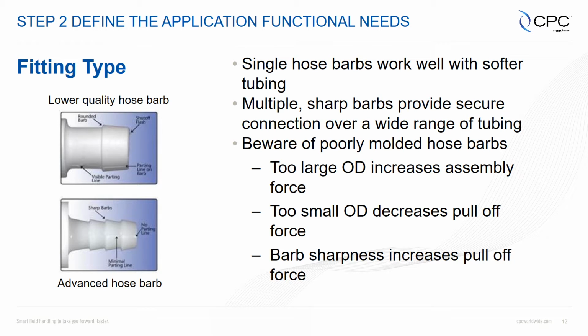You know, if you just make the OD large enough, you're going to stretch the tubing and increase the pull-off force. However, doing that, the trade-off is higher assembly force. And so you need to think about balancing pull-off force with assembly force, because you don't want your assembly line people dealing with carpal tunnel or slow rates in terms of installing the tubing. So balancing OD and then the sharpness of the barbs is really what is going to dictate a successful barb design and successful performance in your application.